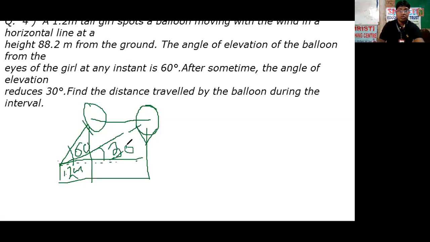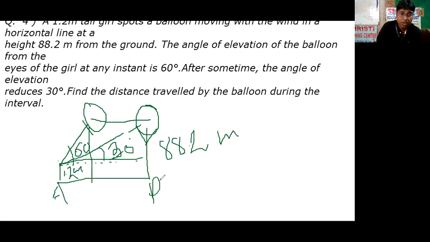It becomes 30 degrees. So this is the figure, and one more data is given here. The height of this balloon from the ground is 88.2 meter. Now you can consider here A, this can be considered B, this position can be considered C, this position D. Then this can be considered E, and this as F. And if required, you can consider here also G.